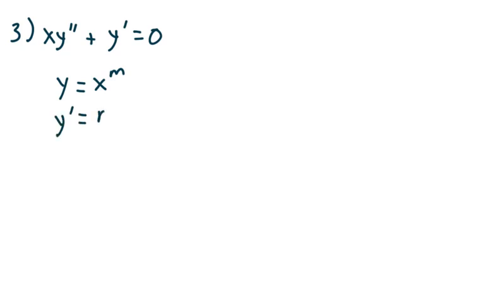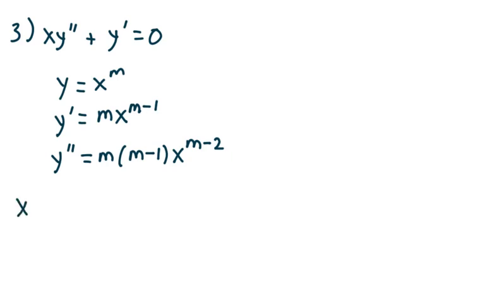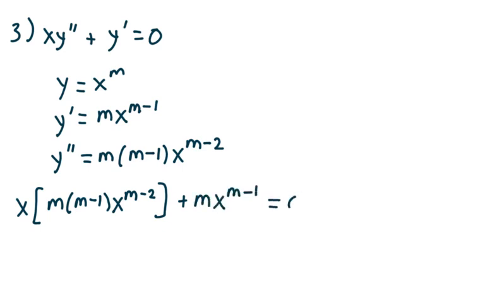Y prime is mx to the m minus 1. Y double prime is m times m minus 1 x to the m minus 2. So when I make my substitution, I get x times y double prime, which is m times m minus 1 x to the m minus 2, plus y prime, which is mx to the m minus 1, and that whole thing is equal to 0.